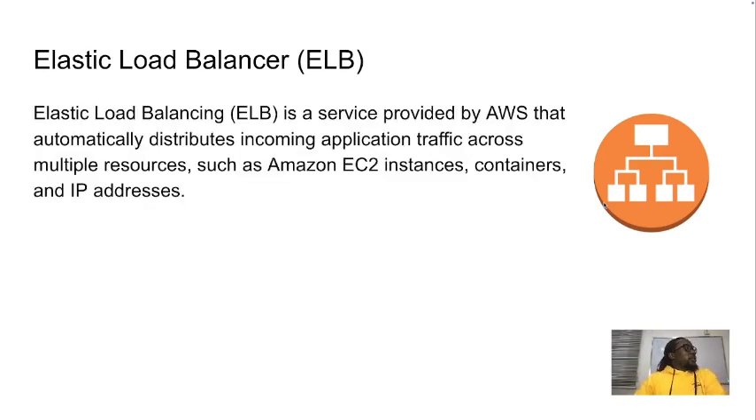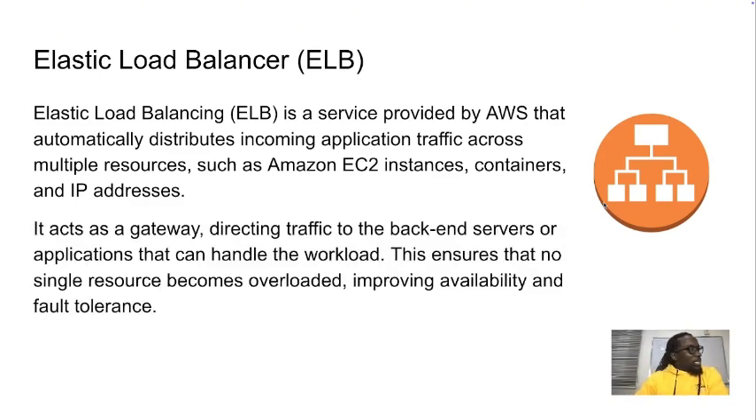Elastic load balancer, popularly called ELB, is a service provided by AWS that automatically distributes incoming application traffic across multiple resources such as Amazon EC2 instances, containers, and IP addresses. It acts as a gateway directing traffic to the back end servers or applications that can handle the workload. This ensures that no single resource becomes overloaded, improving availability and fault tolerance.